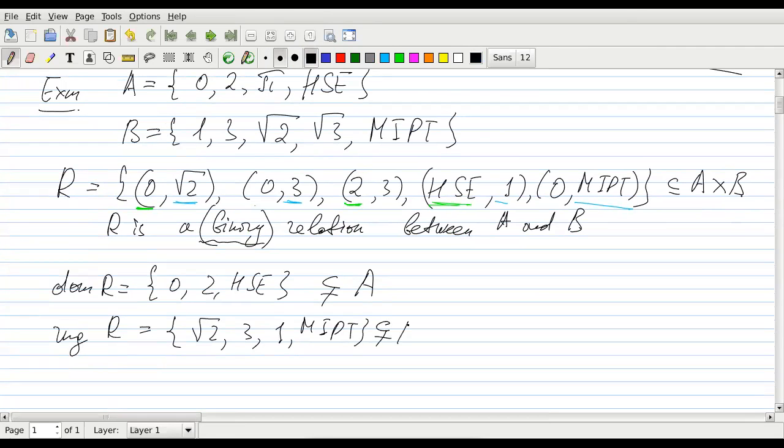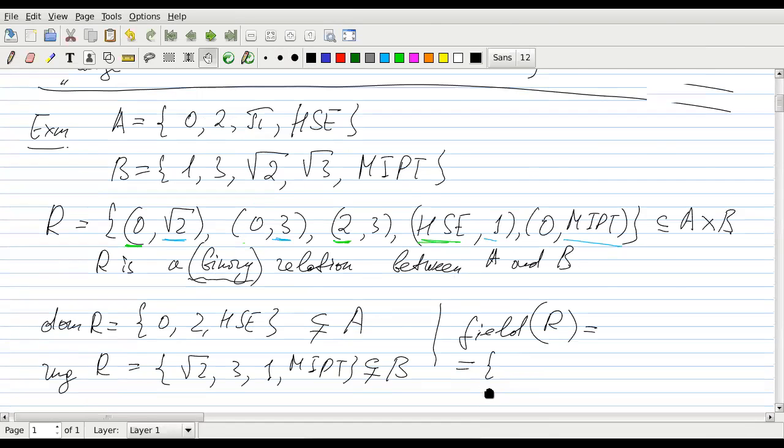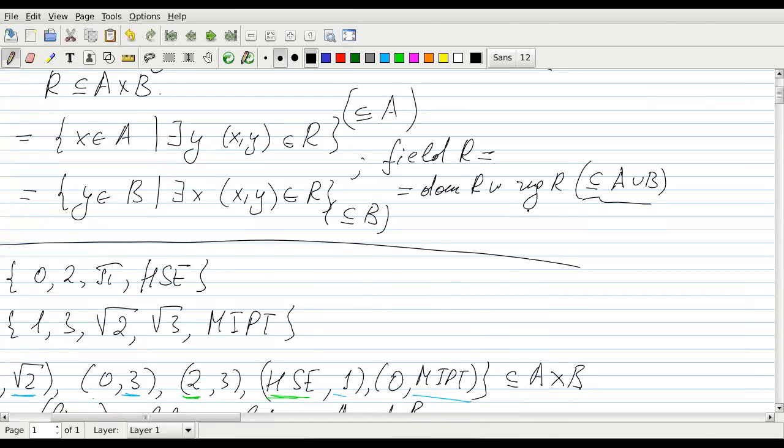So, we see that this is a proper subset, not equal to B, a proper subset of the set A. And what is the field of this relation? The field is the set of all elements which are either second or first coordinates in some pair. So please, what is the field? The field is just the union of domain and range. Yes.